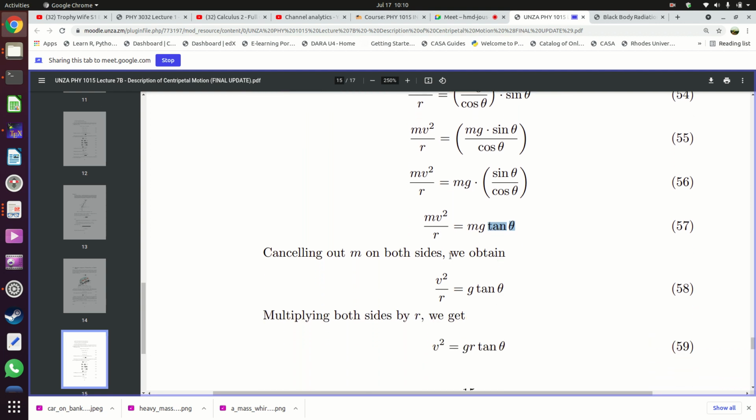Then there is m on both sides. So m this side, there is m this side. So you cancel out the m's. When you cancel out the m's, you end up having v squared over r is equal to g tan theta.